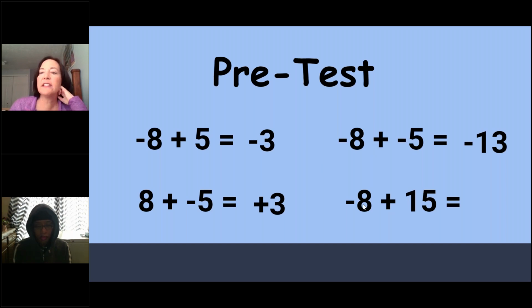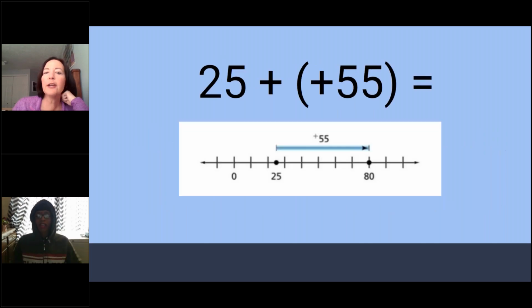Okay, let's try another one. -8 plus 15. Ooh. You can say skip if you want to. Like I said, I wasn't sure if I was going to have any students on today or not. -23. I love that you're just brave and you just go for it. But actually the answer is a positive 7. Okay, now we're going to go through the lesson. So hopefully you're thinking, oh, wow, this is trickier than I thought. Now we're going to go through the lesson.